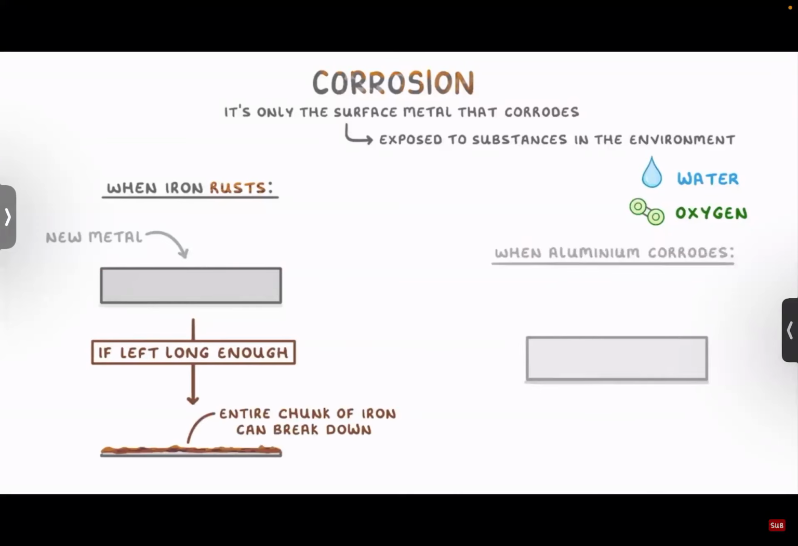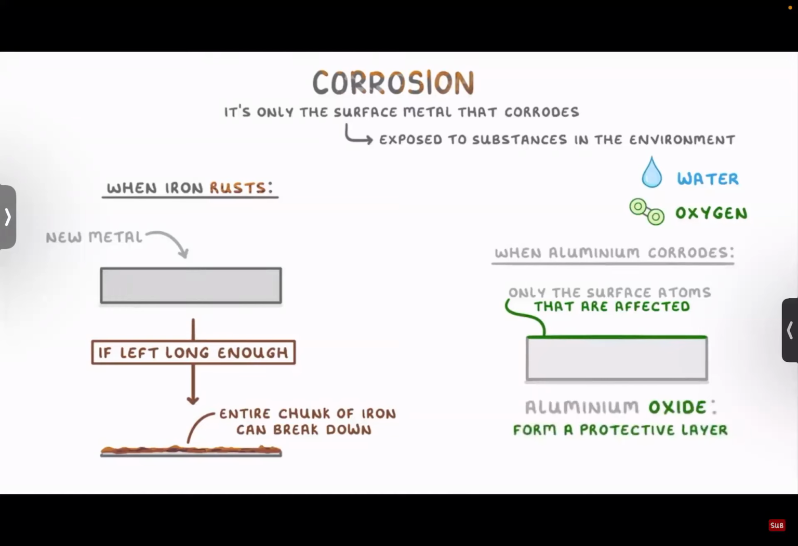In contrast, when metals like aluminium corrode, it's only the surface atoms that are affected. This is because when the top layer of aluminium atoms is oxidized to form aluminium oxide, they effectively form a protective layer around the piece of aluminium, which protects the rest of the metal from the environment.